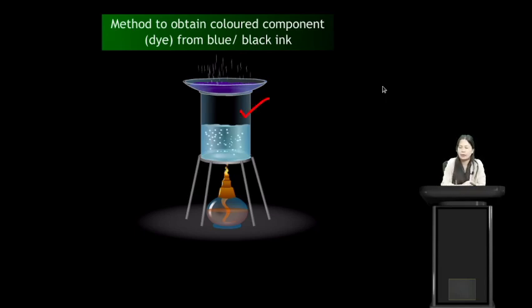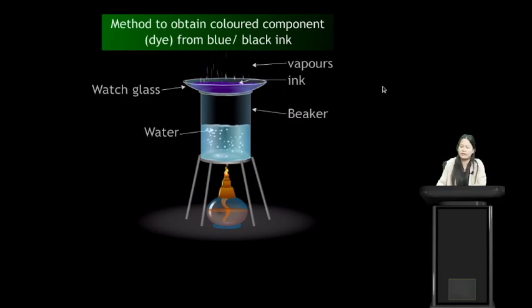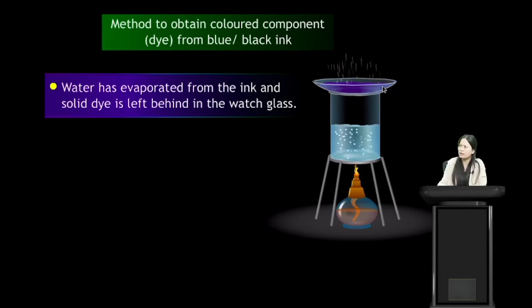Take a beaker and fill it up with water. Take a watch glass and fill it up with the blue ink that you want to separate. So we have ink in the watch glass, water in the beaker, and then we have the burner. Arrange it in such a way, turn on the burner and heat the water. We will see that vapors are formed. Here water has evaporated from the ink and the solid dye is left behind in the watch glass.